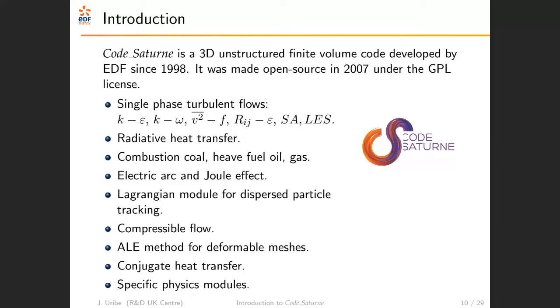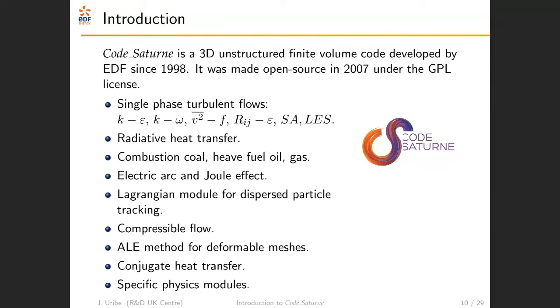And now we're going to talk about what is over here, which is Code Saturn. Code Saturn is a three-dimensional unstructured finite volume code. It was made open source in 2007 on the basis that we are an electricity company, we're not a software company, so we don't really want to make any money from software. We just have to make sure that we can ensure the quality of the software for the nuclear applications that we use it for. Therefore, that's why we decided to make it open source.